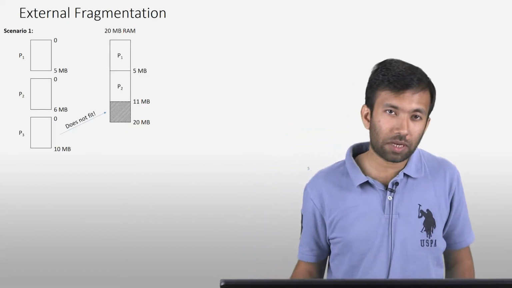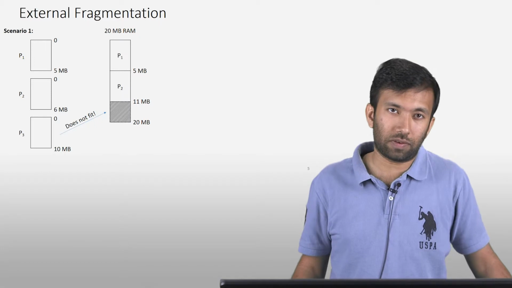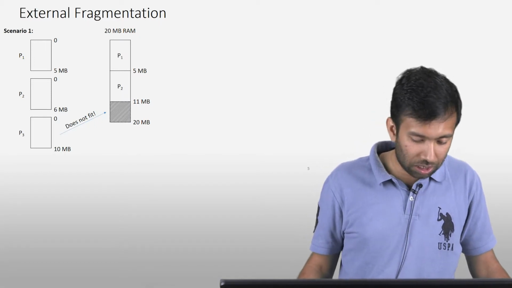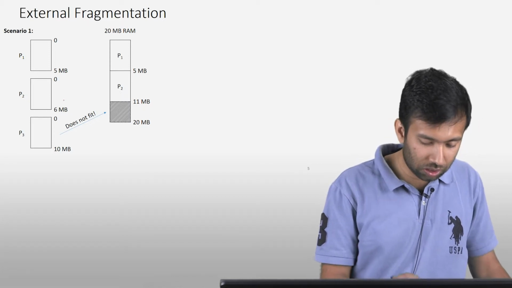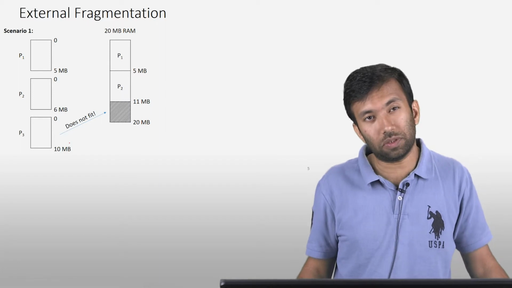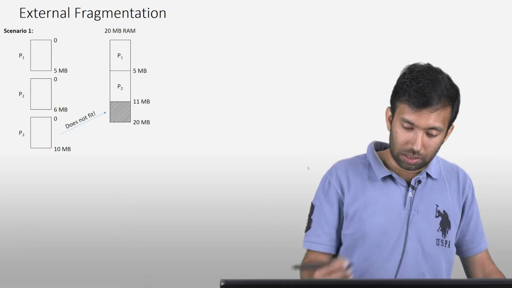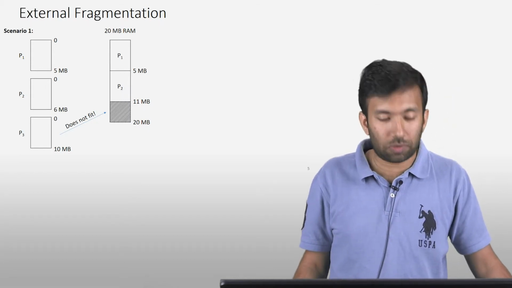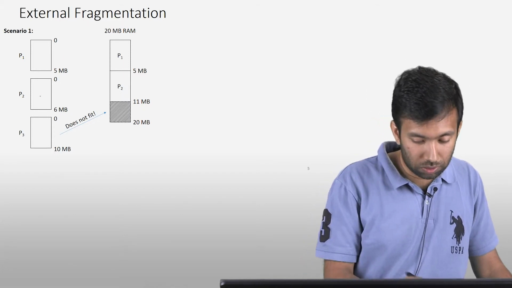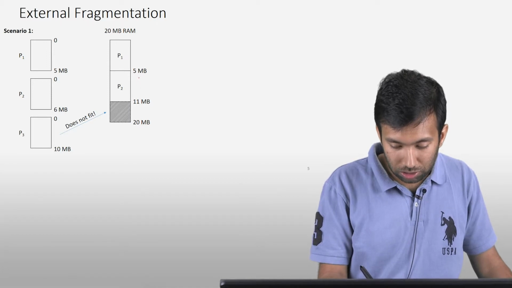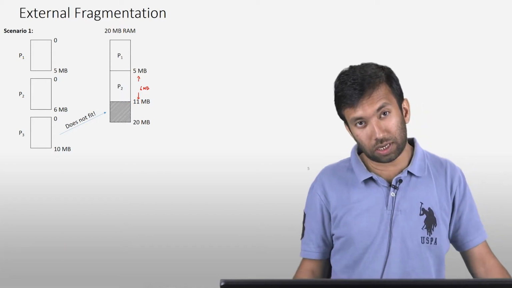So, we will talk about a phenomenon called external fragmentation, and this is an example that shows it. What we have here are three processes. Process P1 requires 5 MB of memory, process P2 requires 6 MB, and P3 requires 10 MB. Let us say we have a 20 MB RAM. If we go by allocating contiguous memory, let us say P1 arrived first, so it got the first memory chunk of 5 MB. P2 then arrived, so it got the next 6 MB chunk, so P2 finishes at 11 MB.